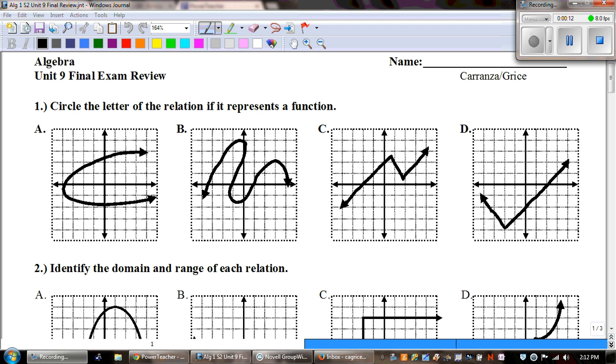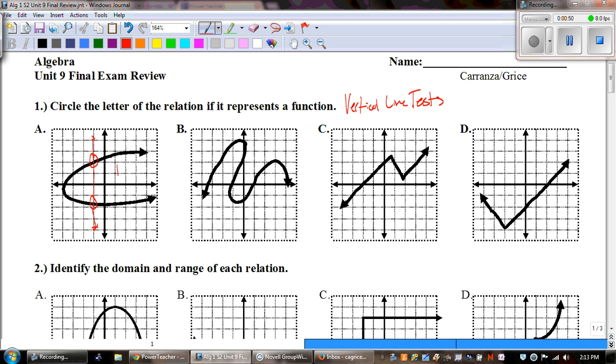So number 1 says to circle the letter of the relation if it represents a function. You're like, Mr. Grice, I don't remember that at all. Well, remember that we talked about doing the vertical line test, okay? So the vertical line test, let me write it out, says that if you draw a vertical line and it passes through more than one point, it is not a function. Okay, so for A, I'm drawing a vertical line and it touched 1, 2 spots.